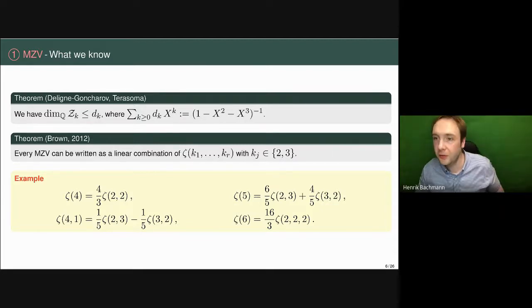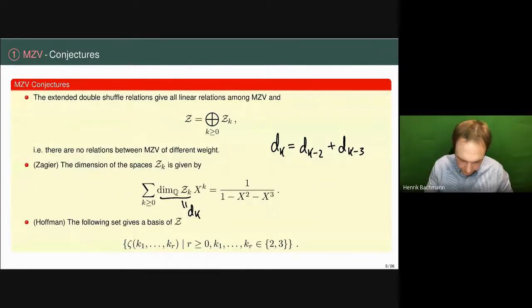There's the so-called Broadhurst-Kreimer conjecture, where you also include a second variable y for the depth. So let's say Z_{k,r} is the space of depth r and weight k. Then there's an explicit conjecture by Broadhurst and Kreimer.